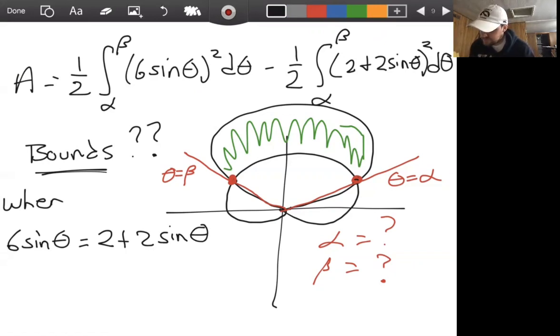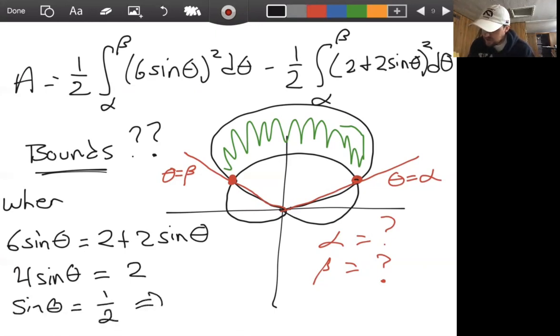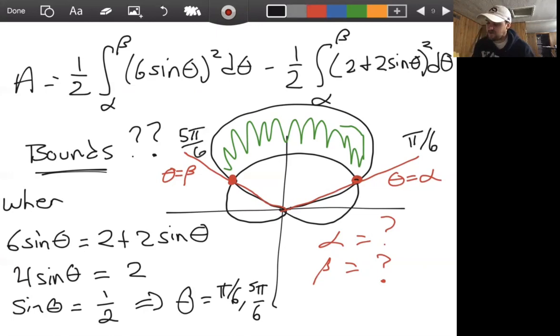So we get that 4 sine theta equals 2, so sine theta equals 1/2. If you remember from the unit circle, this is when theta is pi over 6 and 5 pi over 6. So this angle here is pi over 6, and this angle here is 5 pi over 6.